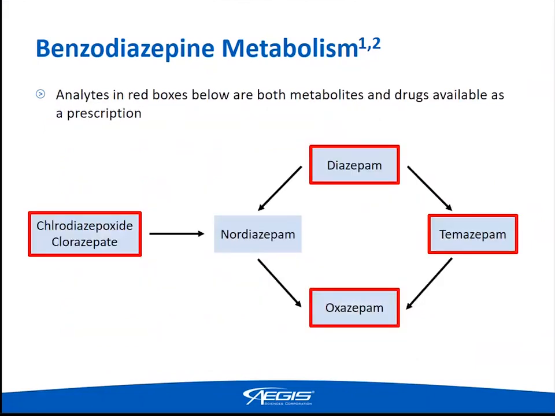Let's take a closer look at the benzodiazepines that share common metabolites. Note the analytes in red boxes below that are both metabolites and drugs available as a prescription. This diagram may be helpful in attempting to determine the possible source of exposure when reviewing results. The analytes marked with gold stars are the markers reported as benzodiazepine metabolites. Any one or more of these, nordiazepam, oxazepam, and/or temazepam, is reported as benzodiazepine metabolites. We'll take a look at how this matches up with the requisition form in just a moment.